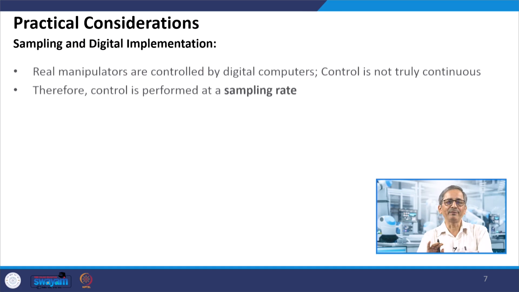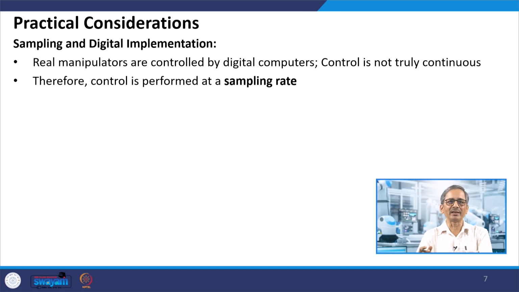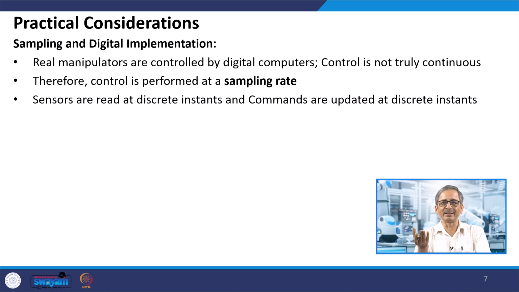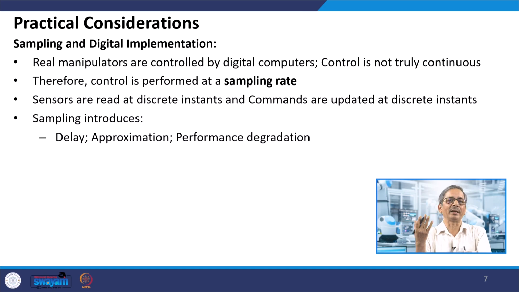And moreover, when we are going for sampling and digital implementation, the real manipulators are going to be controlled by digital computers. And so naturally, these are digital devices, so control cannot be a truly continuous one. So, the control is performed at a definite sampling rate. Sensors are read at discrete instants, and commands are updated at discrete instants. Then sampling introduces many other things which come along with that.